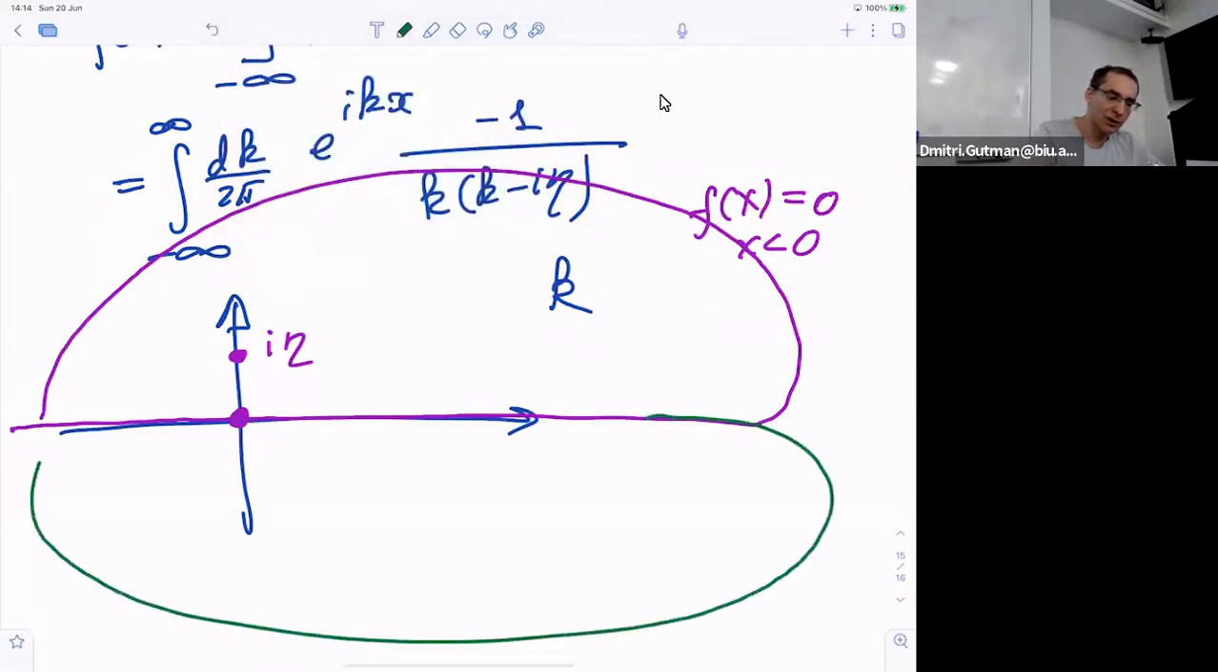No, this is an integral. Look, this is the integral over k. Don't be confused with the integral with respect to x. So what determines the choice of a half plane?